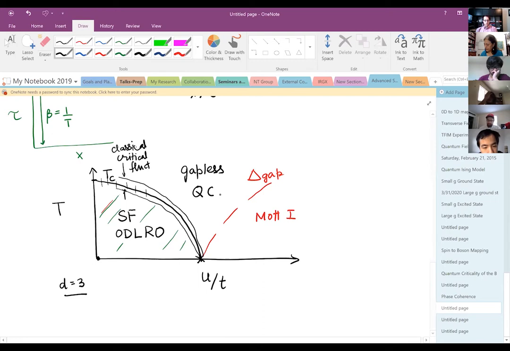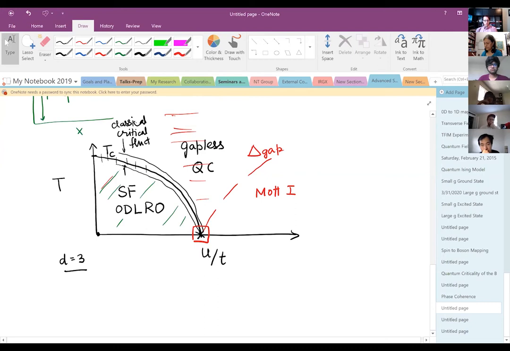But there's a much larger gapless region here, which is controlled by this critical point, and its exponents will be in the D plus Z universality class. I'll show you some simulation results from my own work to explain this triangular region. But the main thing you can see is that there is a big gapless region, which will be controlled by this quantum critical point. Now, does it go on forever? The answer is no, there is some short distance cutoff on this temperature scale. Okay, good. Any questions on this?